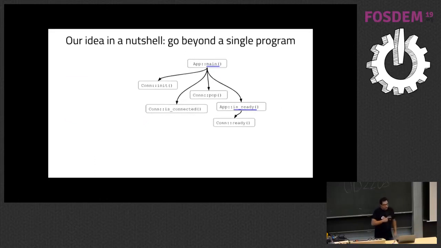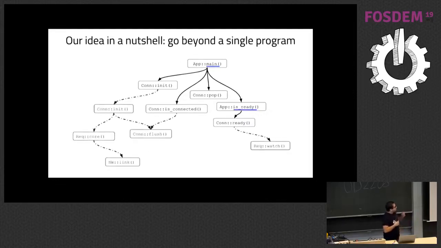But then our idea is like this. One problem is that when you analyze programs, you only get a partial picture. Our idea is to go beyond the single program, into the dependencies, and get the full picture of how all functions are called. Here, of course, we have the example with the connection and our own app, but we can also look at what functions also call the connection function. So we see here, for instance, that it calls something like request, and the other one is like network link, for instance.